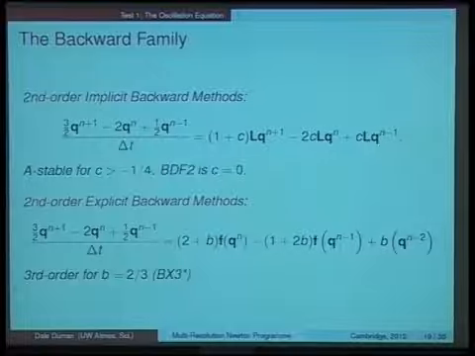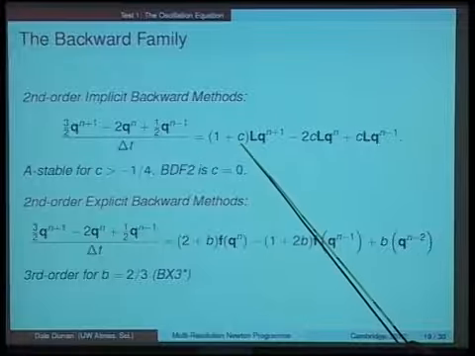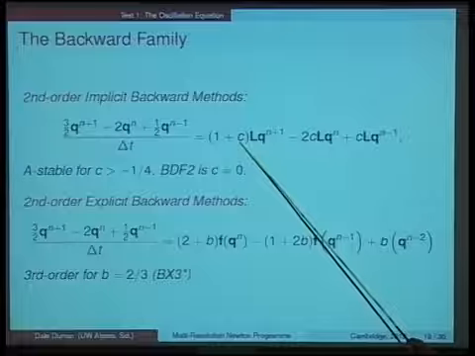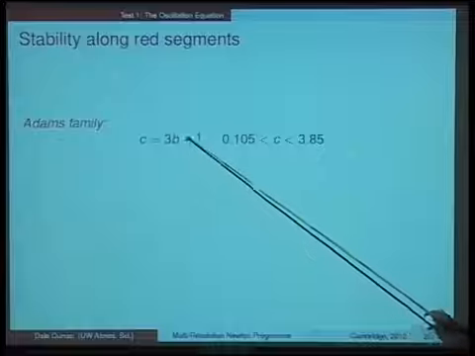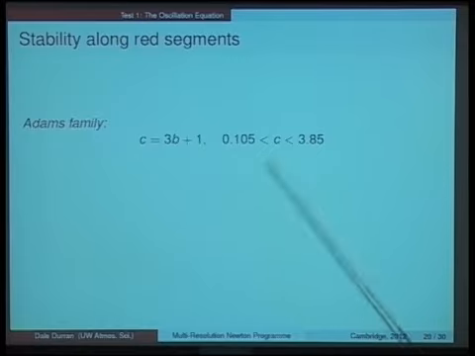So we have these general Adams and backwards methods with a free parameter in the implicit part and a free parameter in the explicit part. And if we now demand stability over this whole red line segment region, it turns out the result is somewhat astonishing. You get stability along the red line segments for the Adams family when c is equal to 3b plus 1 for c in this range.